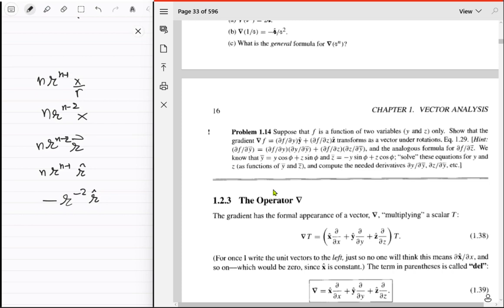Wait, how is this related to gradient once again? This is just a multivariable chain rule. You solve these two equations for y and z as functions of y bar and z bar. Fine. So you got y and z as functions of y bar and z bar. Then you will put that into this thing. You will get partial f upon partial y bar as a function of y bar completely, right? I mean, f of y and z, you can just put y as a function of y bar and z bar in that thing, and what you will get is g of y bar and z bar. Makes sense. But what after that?